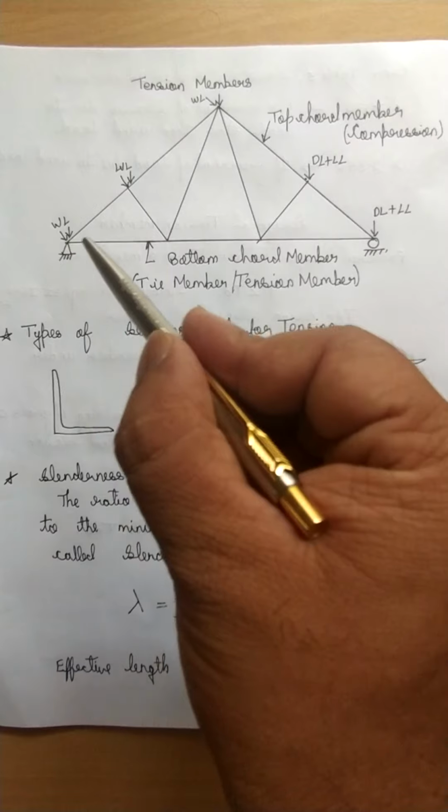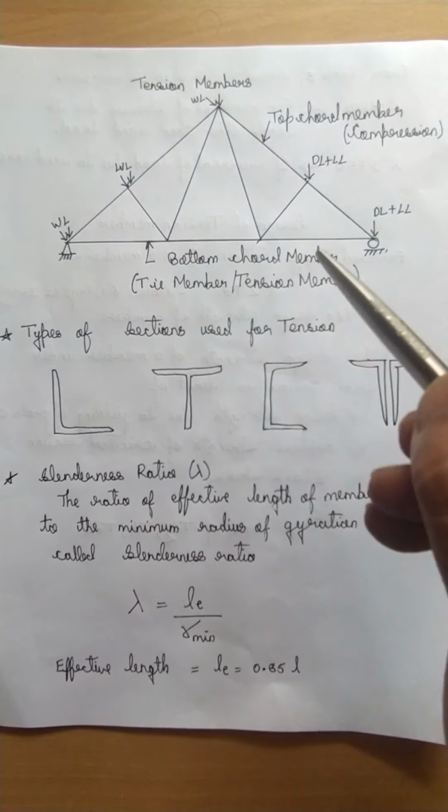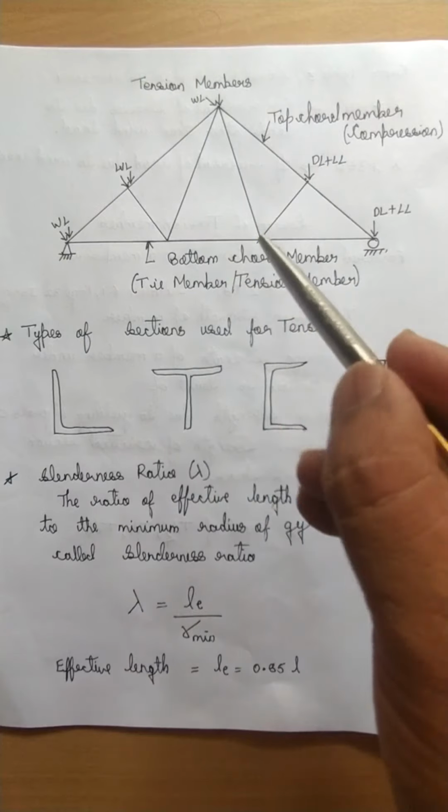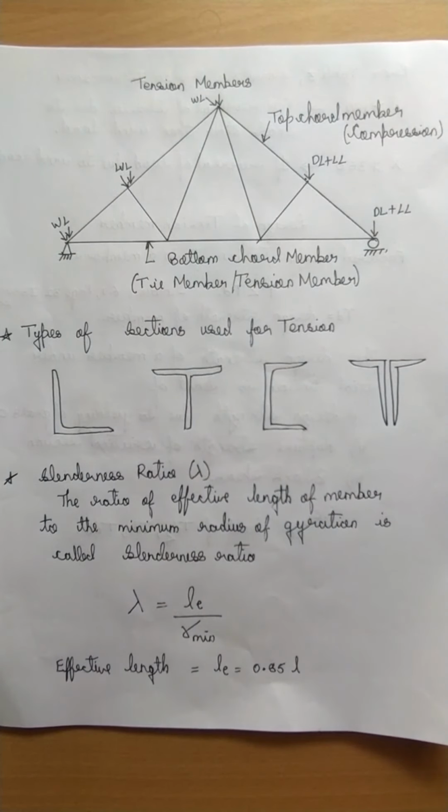Say for example, this is a chord member, a bottom chord member, which is having a tensile force in it, which is resisting a tensile force. So this has to be designed as a tension member. So we are only discussing in this chapter the tension members.